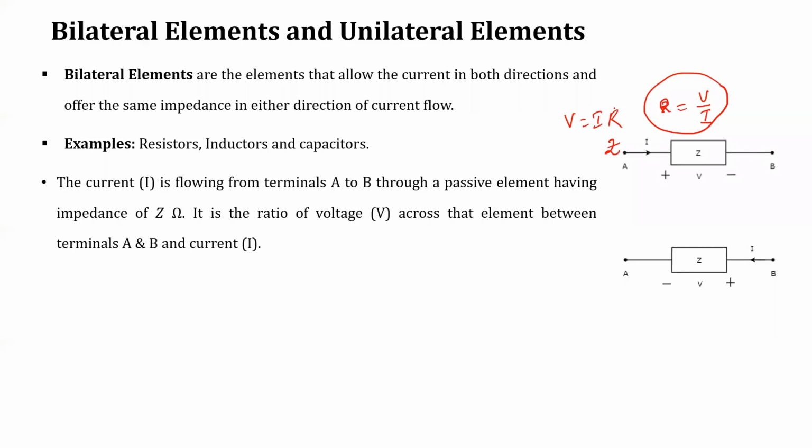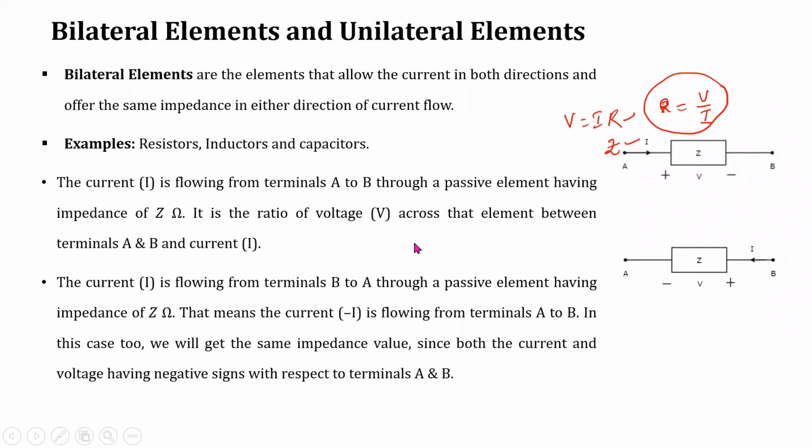You will come to know the difference between R and Z. One is called resistance, the other is called impedance. In future, you will come to know the differences between resistor and impedance. So what is a resistor or impedance? It is the ratio of the voltage across that element between terminals A and B and the current I. Next, the second case: the current I is flowing from terminal B to A.